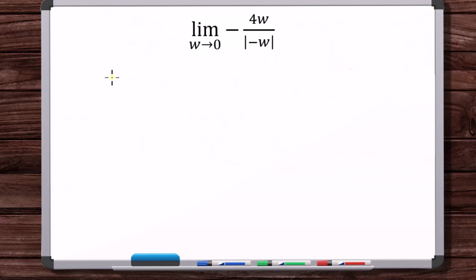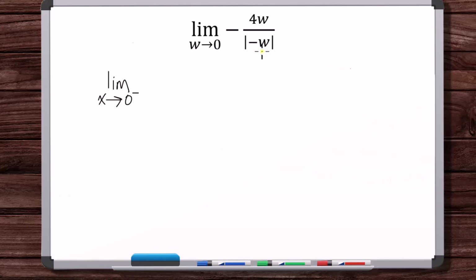So we can say, okay, what's the limit as x approaches 0 from the left of this, minus 4w over the absolute value of minus w? Well, in this case, now w is always negative. So how can we simplify the absolute value here? Well, this is kind of tricky, so let's think through this.